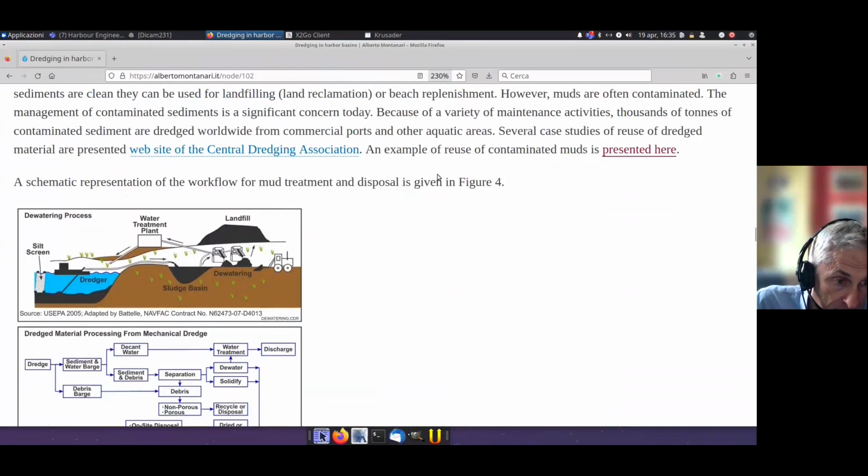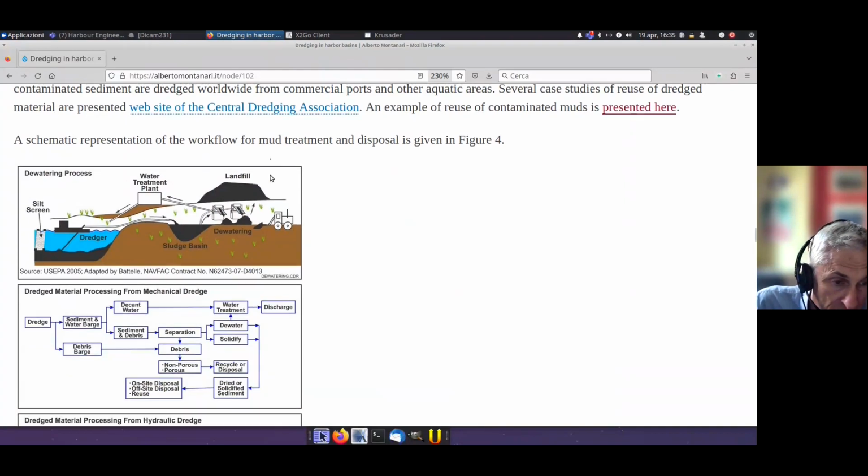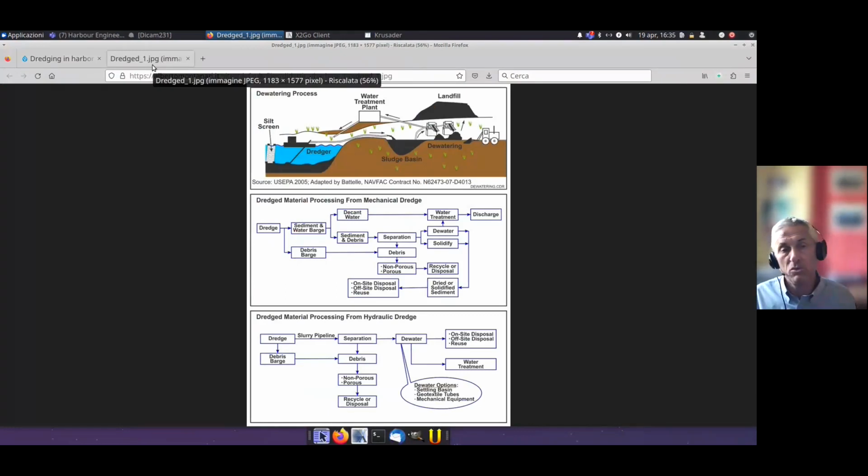Now, here you can see a schematic representation of the workflow for mud treatment and disposal. And in this case, we talk about mechanical dredging. What is mechanical dredging? It is the mechanical removal of sediments through, for instance, a boat that is scraping the dredged material and bringing the dredged material to the land.